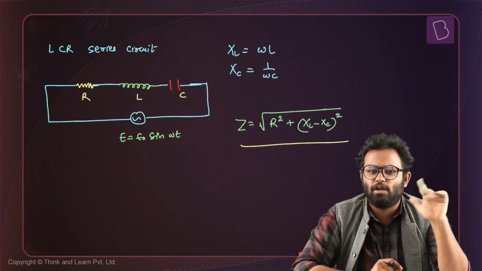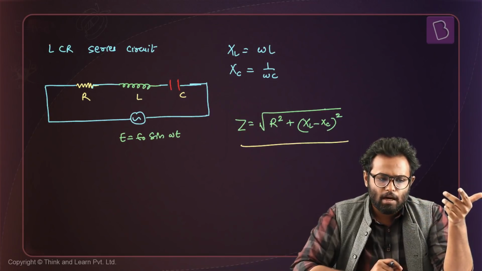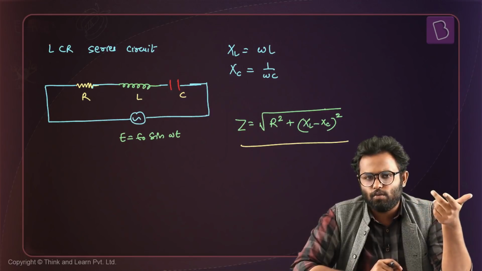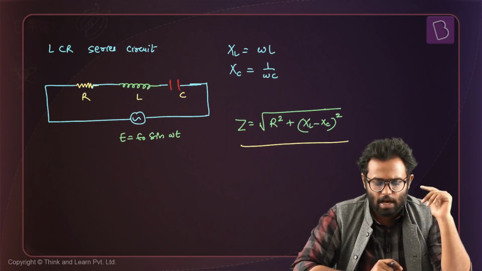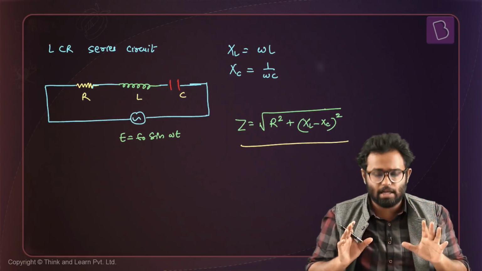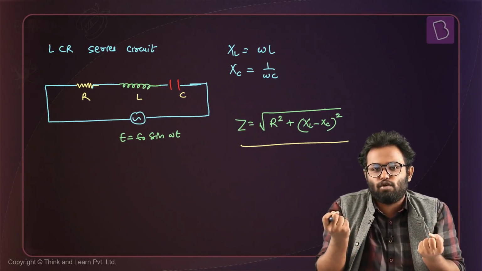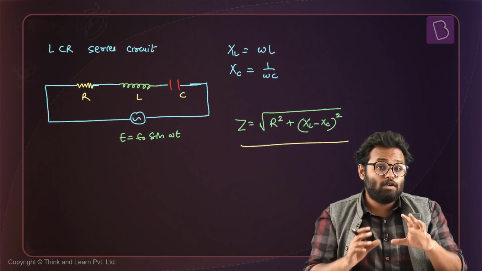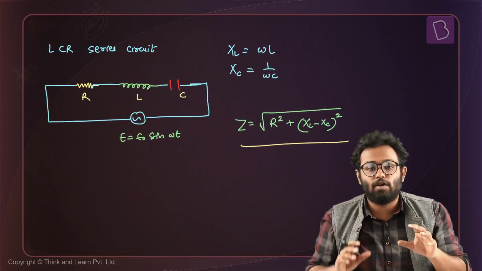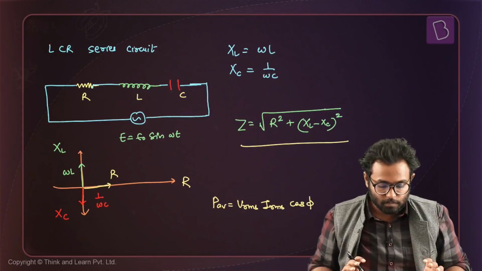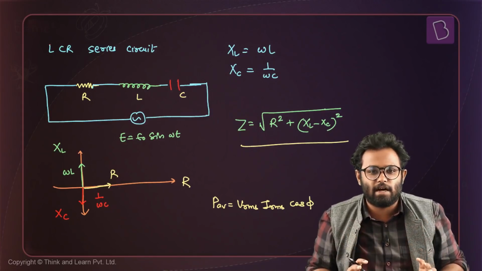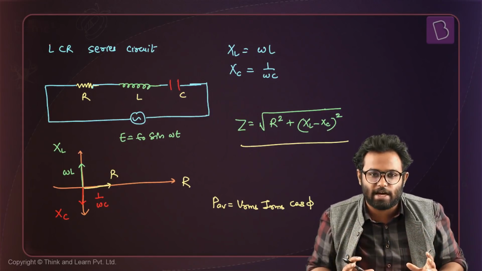I don't know that, because I know in an inductive circuit, voltage leads current by pi by 2, and in a capacitive circuit the reverse happens, but the phase was still pi by 2. But here that might not be the case, right? It would depend on how powerful your inductor or how powerful your capacitor is. And to figure that out, we draw another kind of phasor diagram. You can call it the impedance phasor diagram or the reactance phasor diagram or whatever.